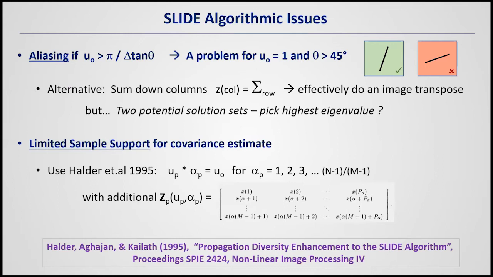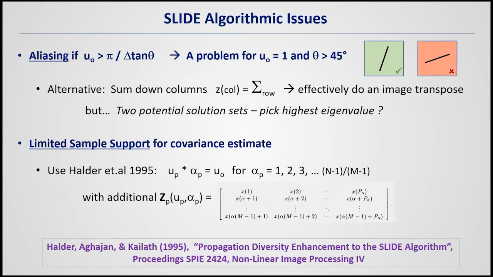So there are some issues associated with implementing the SLIDE algorithm. One of them is aliasing. You have to pick this mu naught, which is part of that phase factor that goes into the sum across the columns. And if you make it too large, you can end up with aliasing. So they very often recommend you use a mu naught of 1, but that limits you to angles greater than or equal to 45 degrees. It's in the green image on the right there.